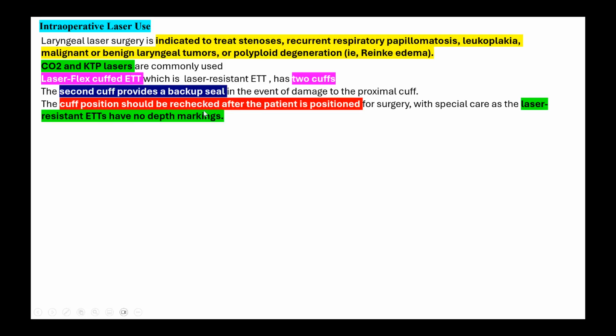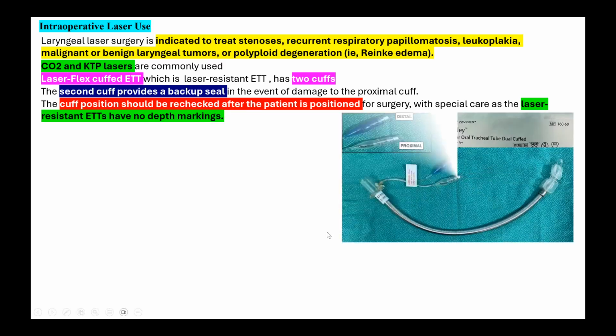The cuff position should be checked after intubation and patient positioning, because there are no markings like your regular ET tube, where you have graduations up to 26 centimeters at every interval. These markings will not be there. So there is no depth marking in a laser tube. That is another means of identifying the laser tube if they give it to you in the exam to identify. And this is the picture you can see.